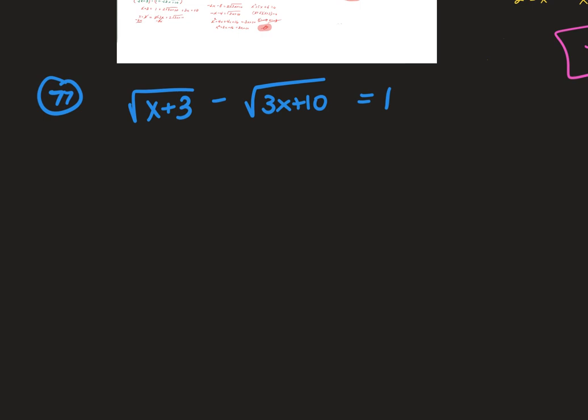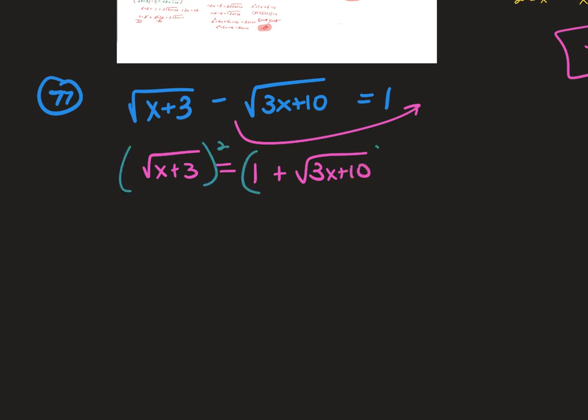All right, so if there was just one square root on either side of the equal sign, I would square it. But when you've got a square root mixed in with a constant like this one is, you have to separate the square roots and then square both sides. This is the one where we end up having to square twice. So I'm going to move this one over here. I get the square root of x + 3 equals 1 plus the square root of 3x + 10. And then square both sides.